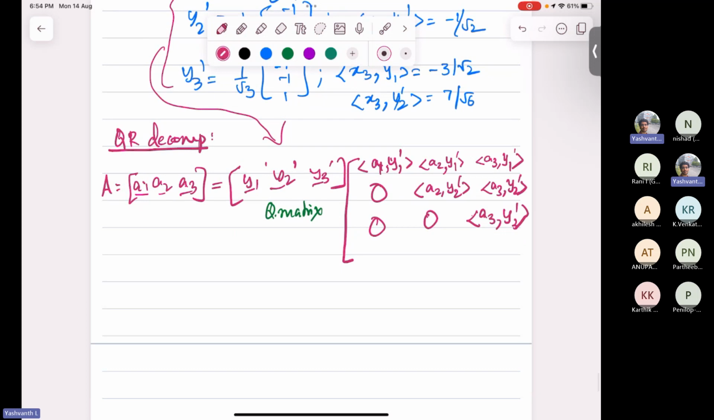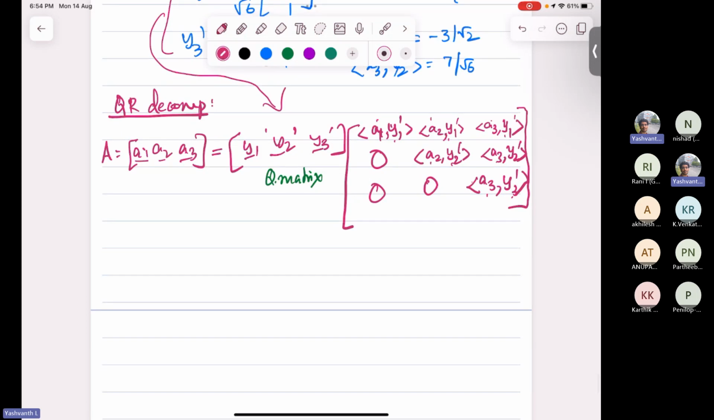The pattern is that your Y1 dash will be fixed in your first row. Y2 dash is in the second row. Y3 dash in the third row. And you need to go in an upper triangular way. So from the first row, I will have A1, A2, A3 all coming. The second row, only 2 and 3 will come. Third row, only 3 will come. This is the pattern. Okay.